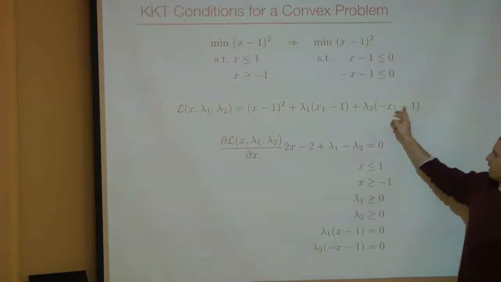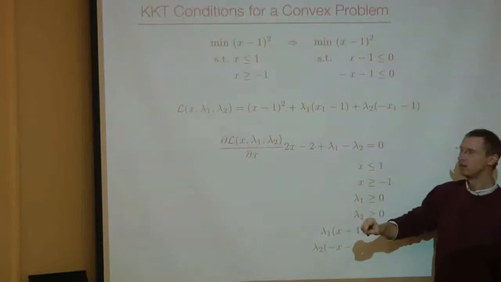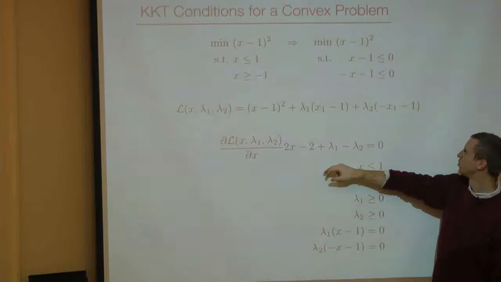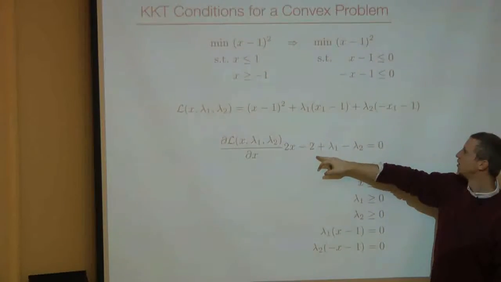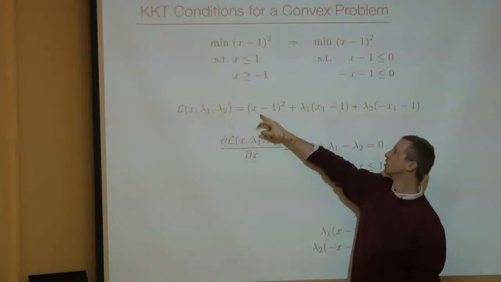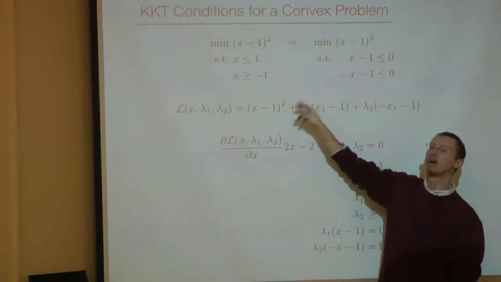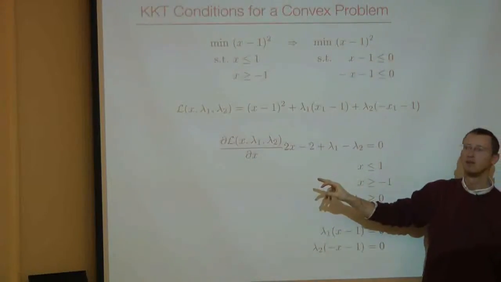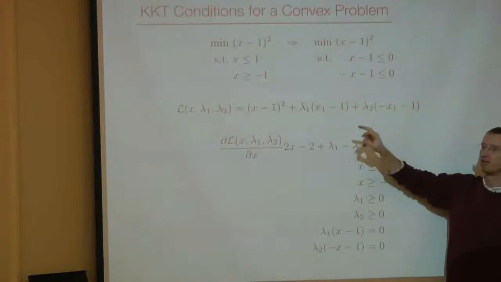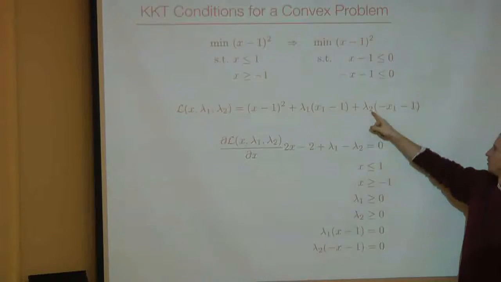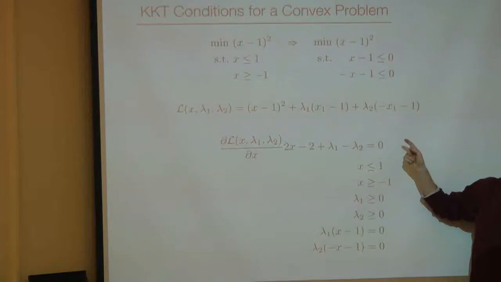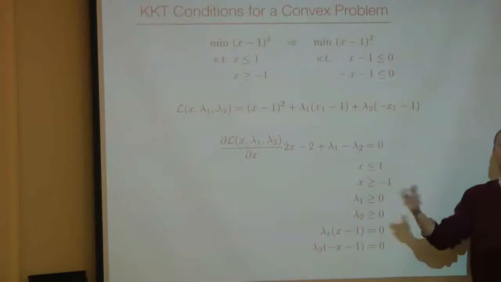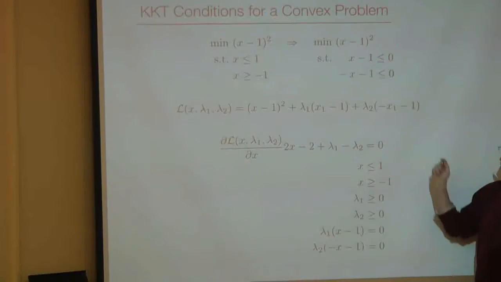Okay? So when we take the derivative here, there's just 2 times x. The derivative of this term here, sorry, where does this 2 come from? Okay, so this is x squared minus 2x plus 1. So that's the derivative of x squared. This is the derivative of minus 2x. This is the derivative of lambda1 times x with respect to x. And this is the derivative of lambda2 times minus x with respect to x. Okay? So here we are only taking the derivative with respect to x, not with respect to the lambdas. That must be equal to 0.